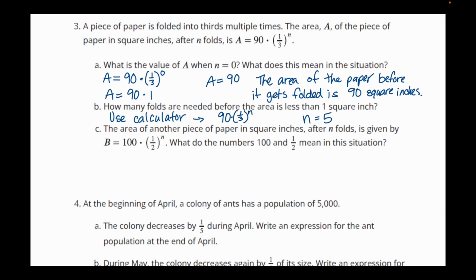The area of another piece of paper in square inches after n folds is given by B equals 100 times 1/2 to the power of n. What do the numbers 100 and 1/2 mean in this situation? Well, we knew the 90 in the original question was the area of the paper before it was folded. So we can say 100 is the original area of the paper.